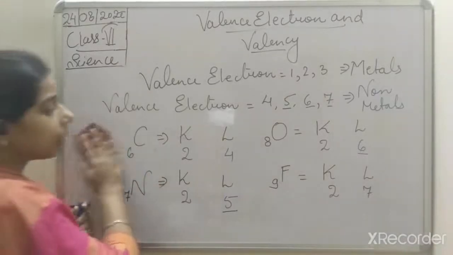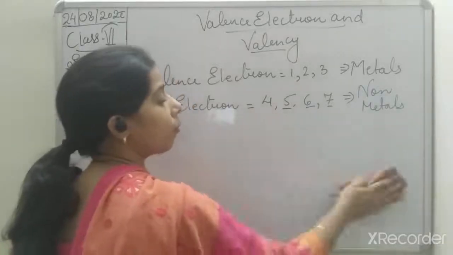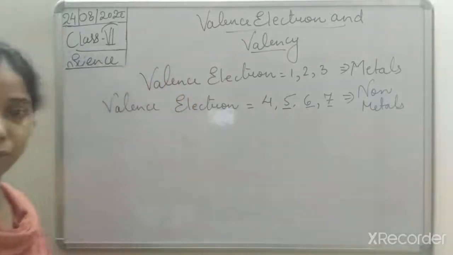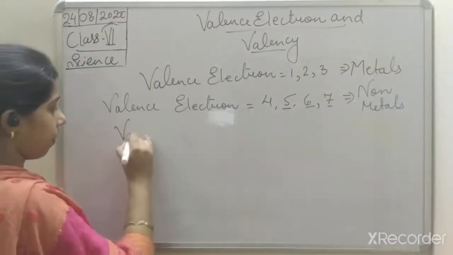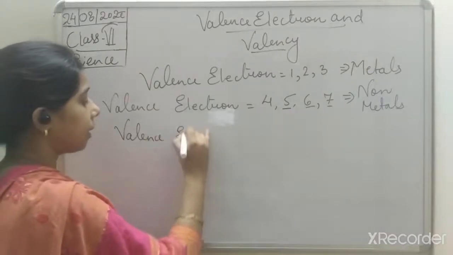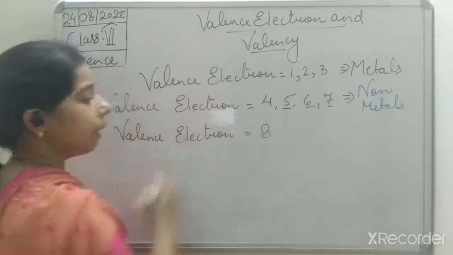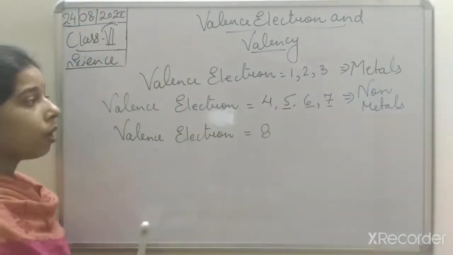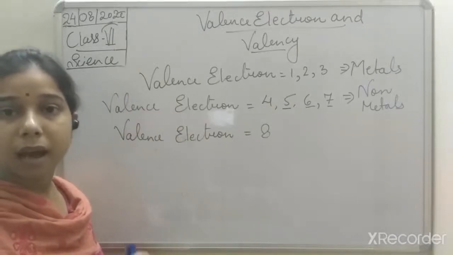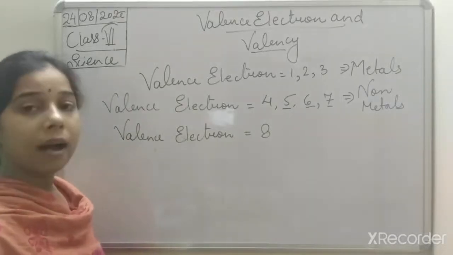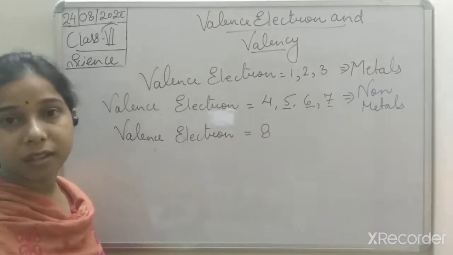Now, there is another kind of element which possesses 8 electrons as valence electrons. So, next one is valence electron equals 8. There are some elements which possess 8 electrons in their outermost shell, or as valence electrons. Okay, so in their valence shell, 8 electrons are there, students.